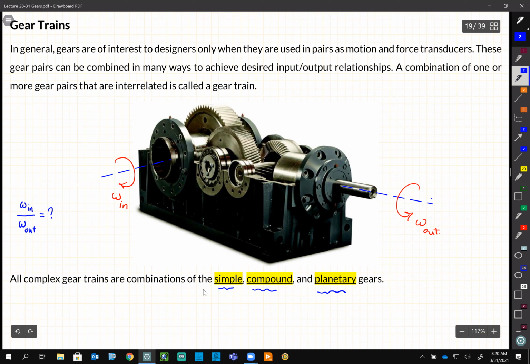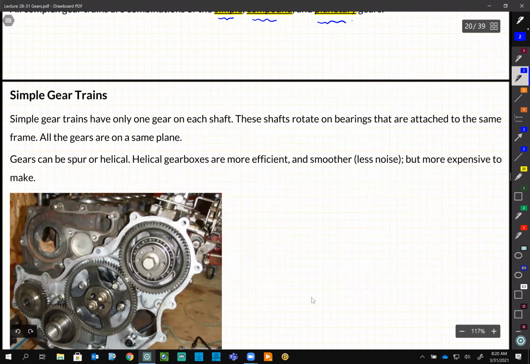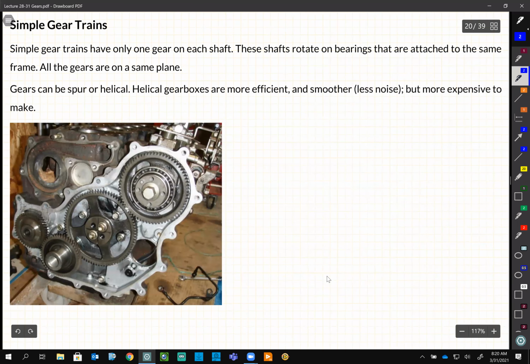We can combine them in a simple way, which I showed you, all the gears in one plane, compound in parallel planes, and planetary, which I'll show you again with the small things that I printed, a demo, which has the sun, the planet, the ring, and the carrier. We will get to that. And that's going to be the main focus of this lecture and the next lecture.